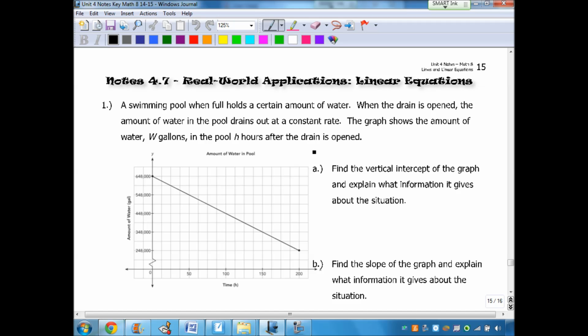Notes 4.7 are on real-world applications of linear equations. I'm going to be showing you part of a video that I made earlier, and it's going to say notes 3.4 on the top. Just ignore that and just follow along with what's going on. It's the exact same problem, the exact same notes, all right?